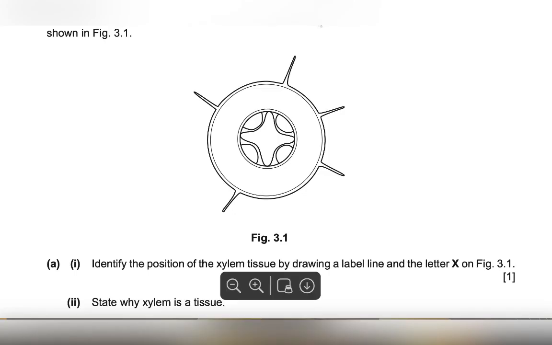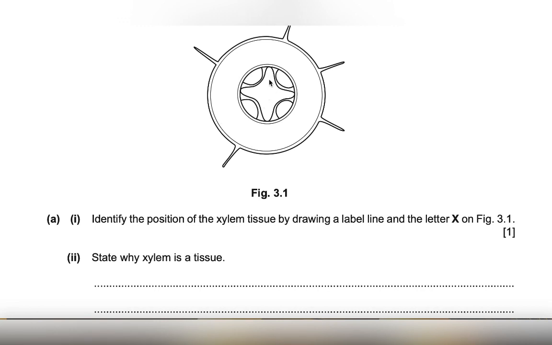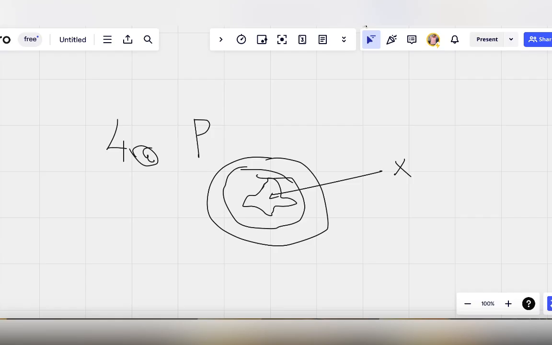Let's move on quickly. The next question is to state why xylem is a tissue. Because a tissue is made up of a group of cells that are similar in structure and doing the same thing. So xylem is a tissue because it's a group of cells. That word is very important: group of cells, because tissues are groups of cells.